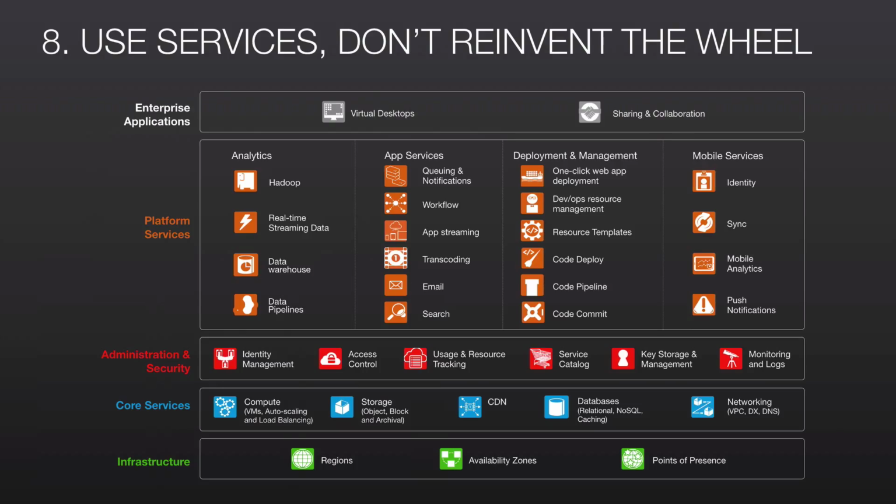The deployment and management services are particularly important, enabling you to increase the rate at which you might deliver software into your environment through continuous integration and continuous deployment techniques, one-click web app deployment with Elastic Beanstalk, or using CloudFormation for resource templates, or deploying code into production on AWS with our new AWS Code Deploy service.